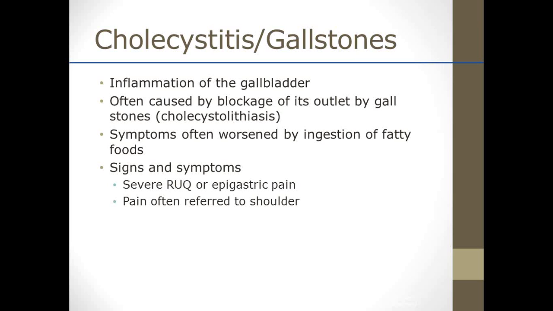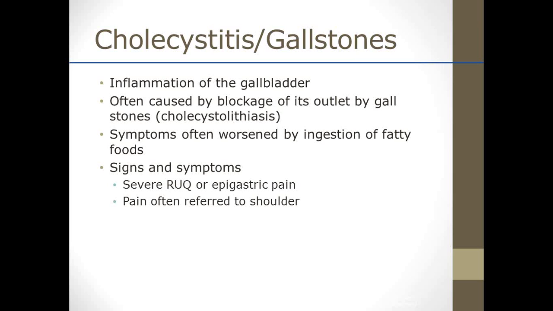Now, if it's just one stone, they can go in and laser that apart, break it apart, and let it work itself through. If there are a lot of stones in there, they frequently will remove the gallbladder. That then will cause problems with digesting. They have to learn to adjust their diet accordingly because they're going to be missing that bile production.